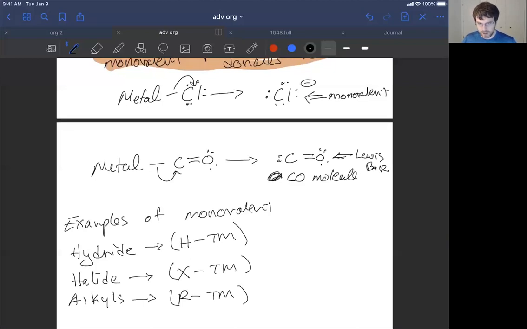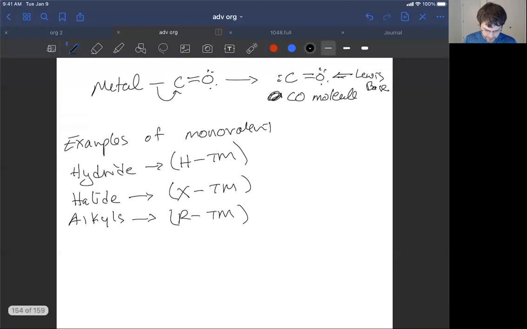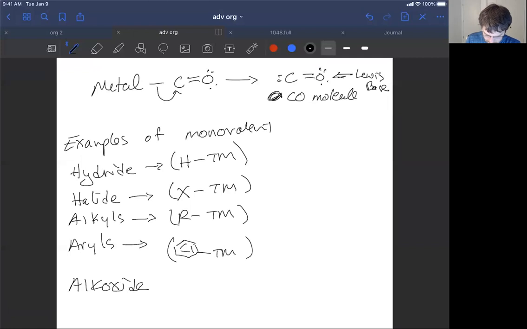We could have aryls, which is our aromatic rings. So if we had benzene, for example, just directly bonded at one site on the transition metal, in that case, it's monovalent, although there's a hitch in that one. There's alkoxides, and there's amides. Okay, so alkoxide would be when we've got H or R bonded to an oxygen, which is bonded to a transition metal.